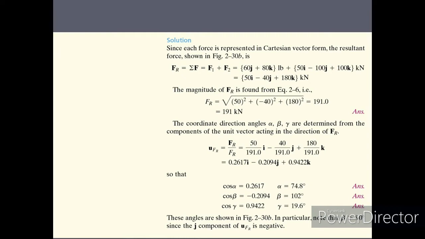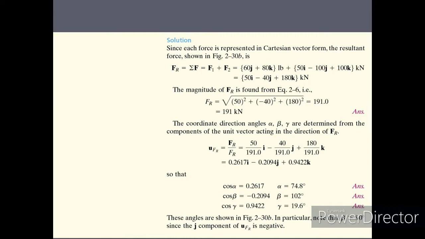But what are we going to do first? The first thing we do, we have to convert the magnitude of the forces to the vector form, depending on what is given. So we first convert them to vector form in this case, and then we sum them up together, and then we can find the magnitude and direction once the resultant is expressed in Cartesian vector form. So here we got the resultant force, and we can get the magnitude this way, and we can get the direction angles, because we are asked to get the coordinate direction angles.